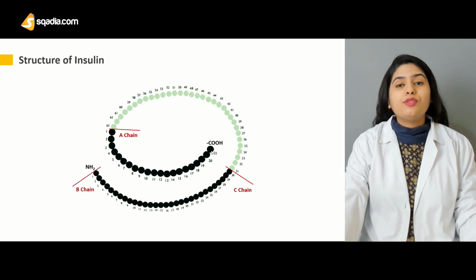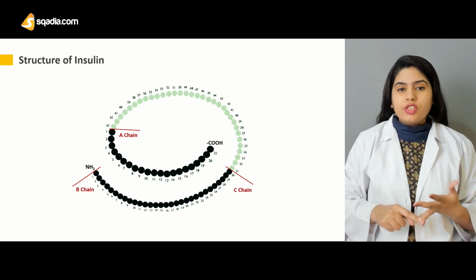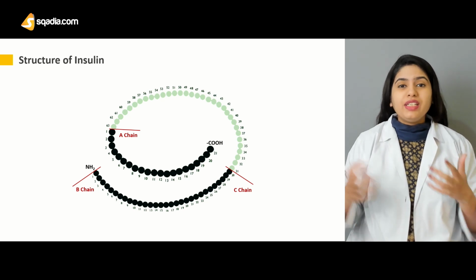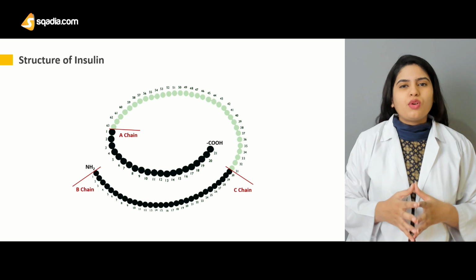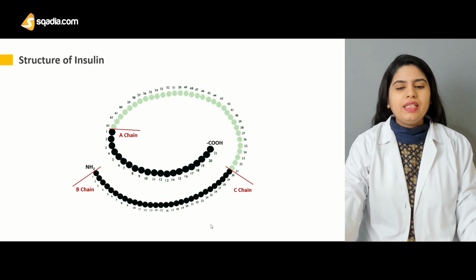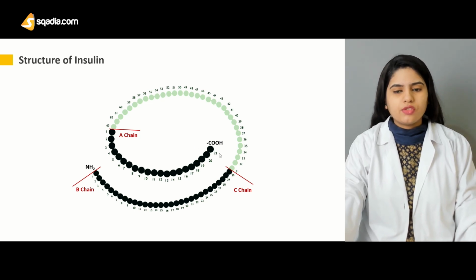So we can say that insulin is composed of three types of chains: the A chain, the B chain, and the C chain. Now here you have to rearrange your ABC, because the chains are not arranged like A, B, C. The chains are arranged like B, C, and A. First of all, there is the B chain that is connected to the C chain, and then there is the A chain. Here at this side there is the amino terminal, and at this end with the A chain there is the carboxy terminal that is attached.